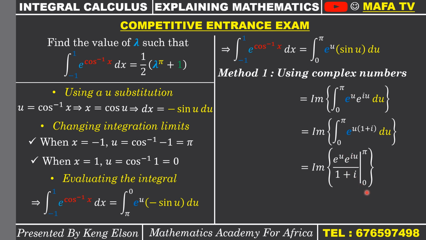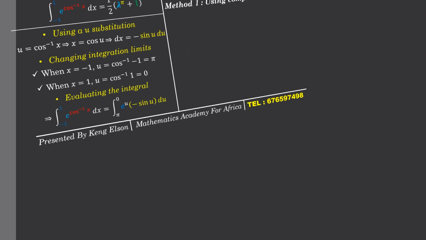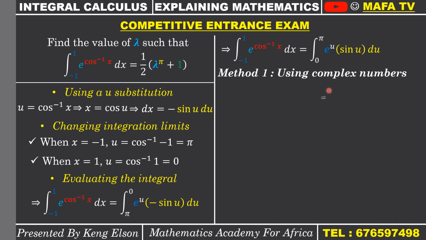Now we need to fit the bounds from 0 to pi. So when you fit pi, you're going to have e to the pi times e to the i pi, minus the lower bound. When you fit 0, you have e to the 0 times e to the 0, which is e to the 0, and e to the power 0 is 1. Okay, so having in mind that your integral is equal to the imaginary part of this complex number here.